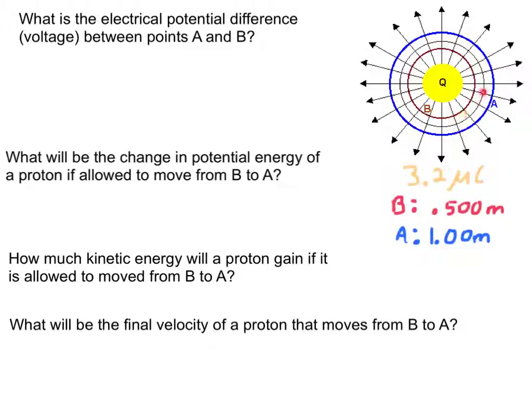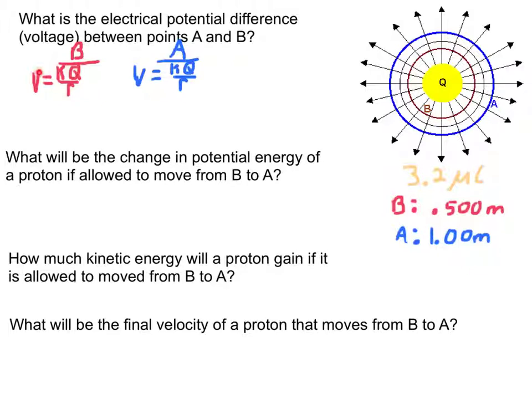And remember, it's equal potential, so it doesn't matter how it gets there, right? It can go all the way around like that. It can zigzag like this, or it could just go straight from B to A. Doesn't matter. First thing though, what is the electrical potential difference, aka the voltage, between the two? Now I give the distances to B and A and the charge for Q. And so what we're going to do is calculate the voltage at B, and then calculate the voltage at A and subtract.